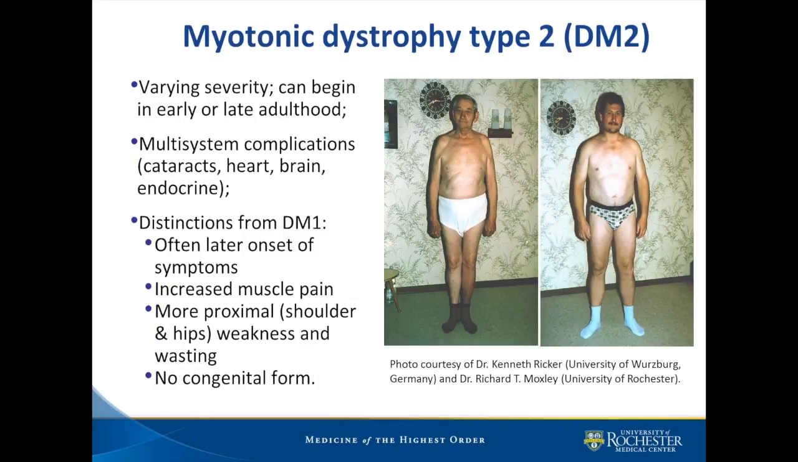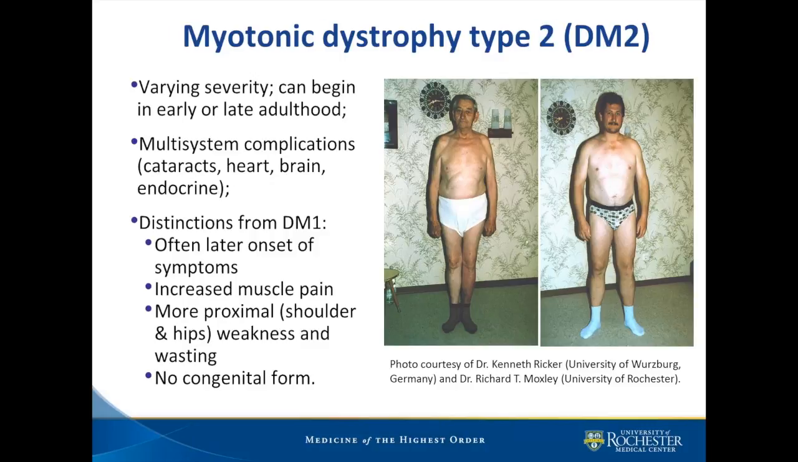For myotonic dystrophy type 2, emphasized again by this father and son series of photographs that we took from patients in Germany near Würzburg. This is a disease that also has varying severity, begins in early or late adulthood. There are multi-system complications similar but not necessarily identical to myotonic dystrophy type 1. There's a somewhat lower propensity of serious cardiac conduction disturbances and a lower propensity for respiratory insufficiency. There are other distinctions compared to patients with myotonic dystrophy type 1.